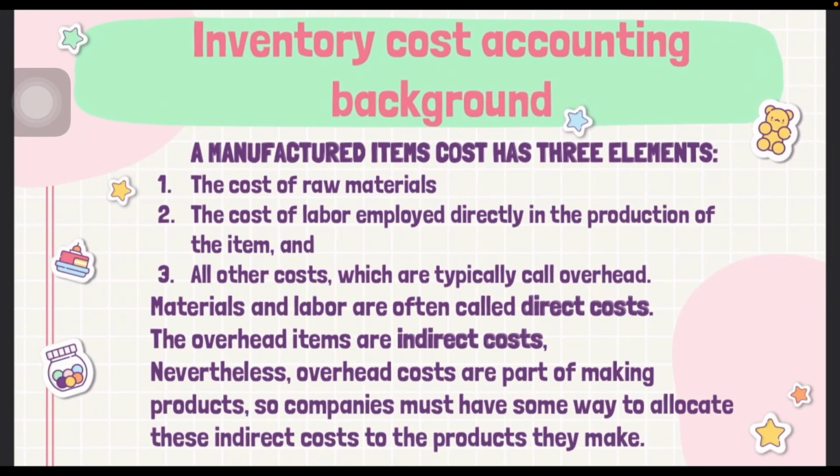Inventory cost accounting background. A manufactured item's cost has three elements. One, the cost of raw materials. Second, the cost of labor employed directly in the production of the item. And third, all other costs, which are typically called overhead.